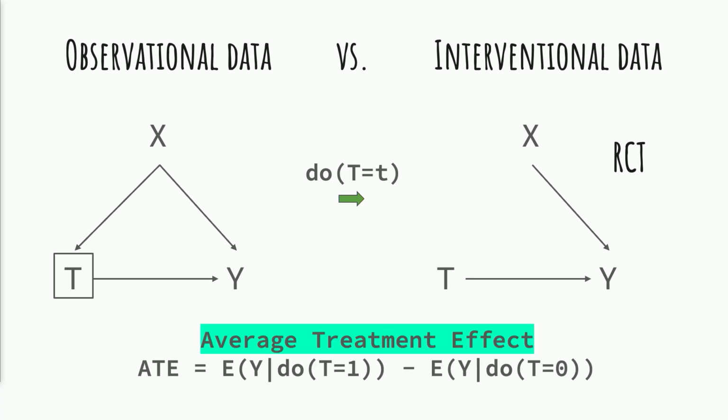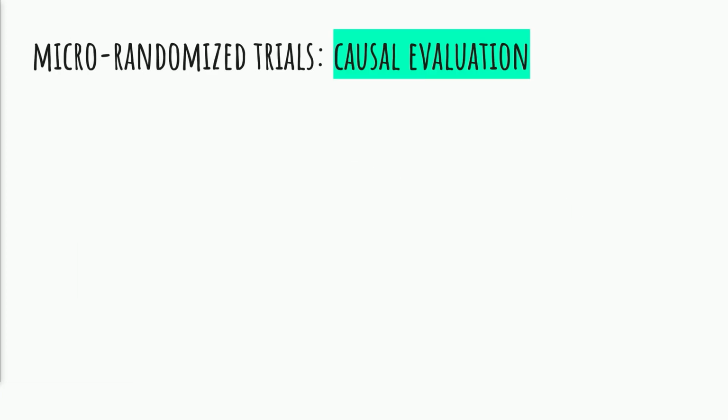And in the end, we compute the average treatment effect, which is the expected value of the difference of the expected value of the outcome under the intervention on the treatment. Okay. How can we use this in the micro-randomized trial if we don't have enough resources for the RCTs?